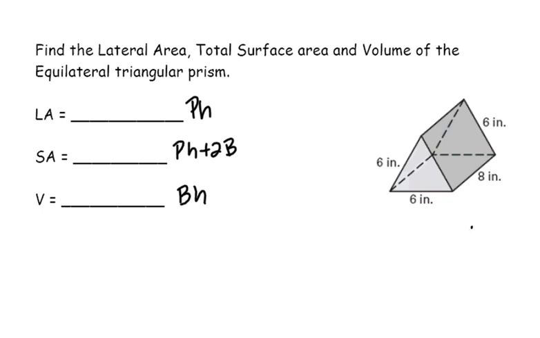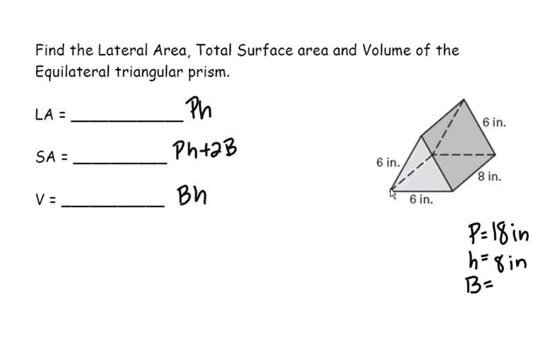All right, so we need to know what P is, we need to know what H is, and we need to know what big B is. Well, P, each side is 6, there's 3 of them, so that's 18. My height is the distance between the bases, so it is 8. And then we have to do the area of the base.